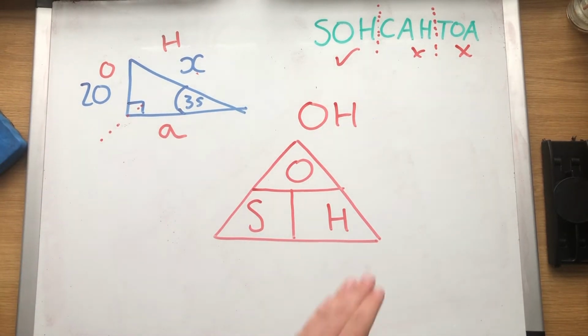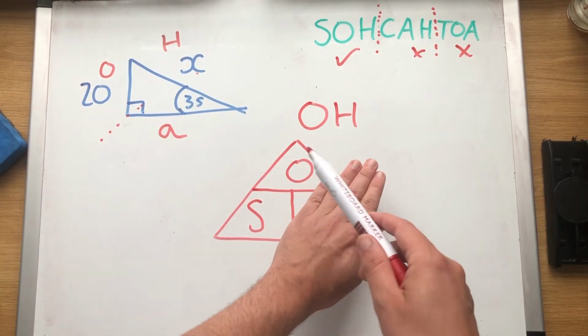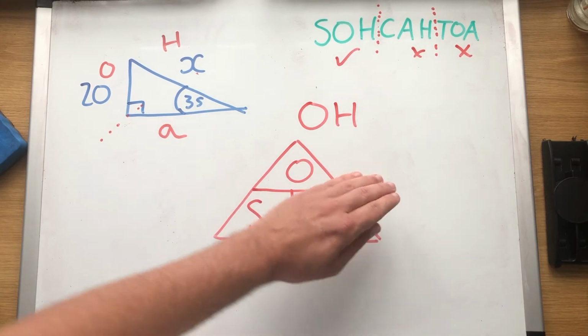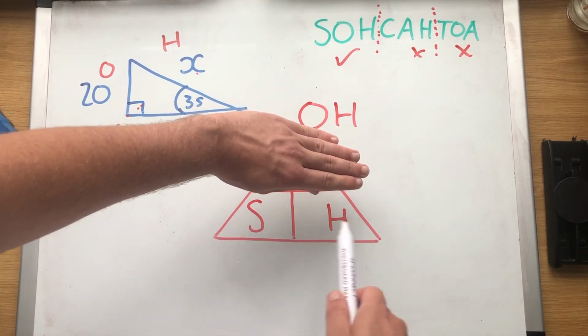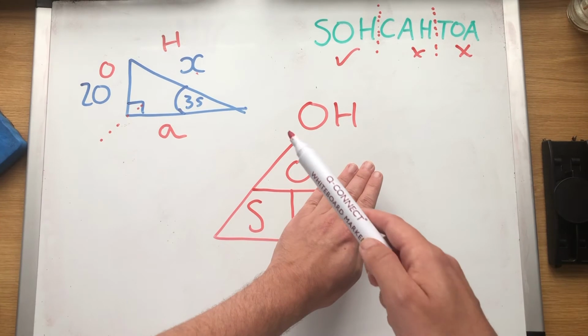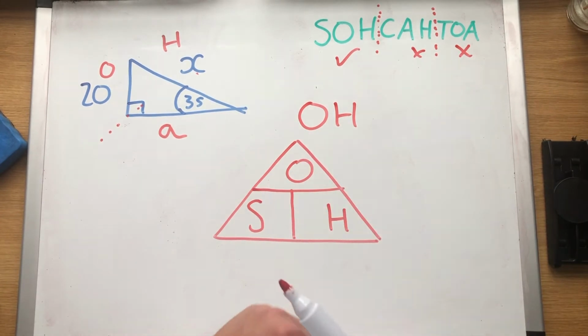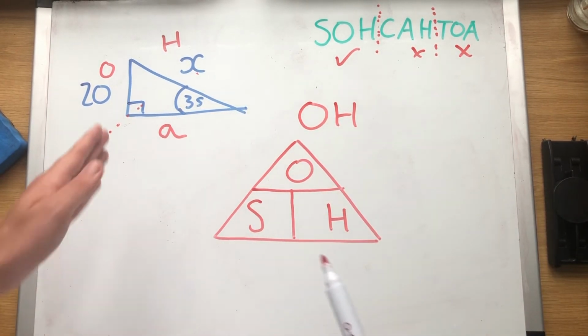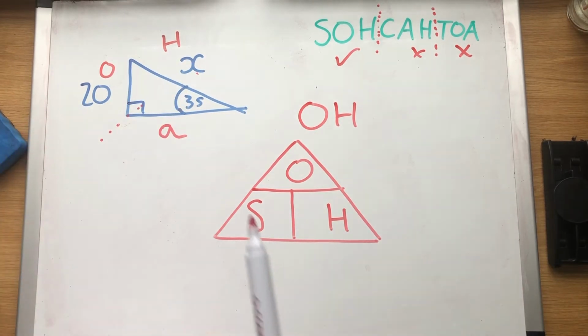Let's say I wanted to find H, I'm going to cover it up, and I'm going to do O divided by S. If the things are on a level, you multiply them. If one's above the other, do this divided by this. What are we looking for? Well, we're trying to find X.